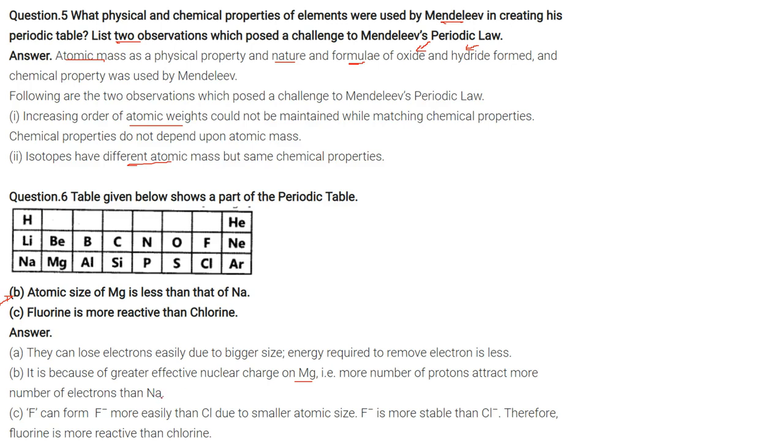than sodium, of course. If we go to the next part, that fluorine is more reactive than chlorine. So fluorine can form F minus. How? By taking an electron. Then chlorine, due to the larger atom size, the F minus is more stable than Cl minus. So fluorine is more reactive than chlorine.